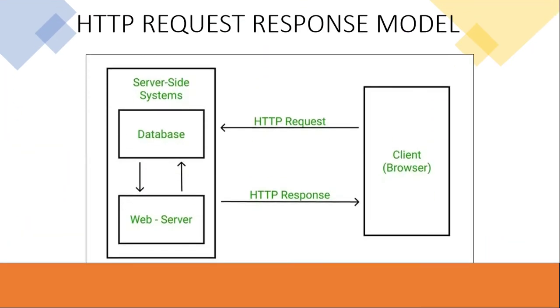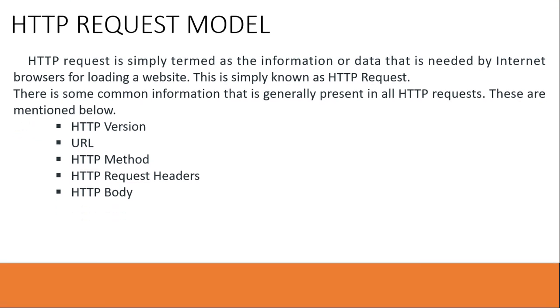The HTTP follows the request response model as mentioned. That is, the web client, that is the web browser, provides a request to the server. The server then gives the response with the required service again to the web client. The HTTP request is the information or data that is needed by the web client to load information such as a web page on the browser. The important parameters included in request modules are HTTP version, URL, HTTP method, HTTP request headers, and HTTP body.